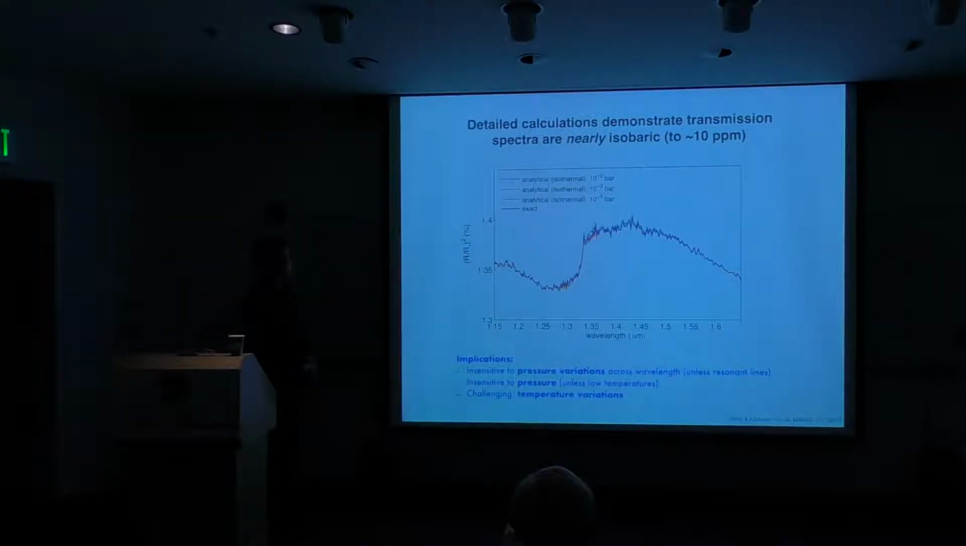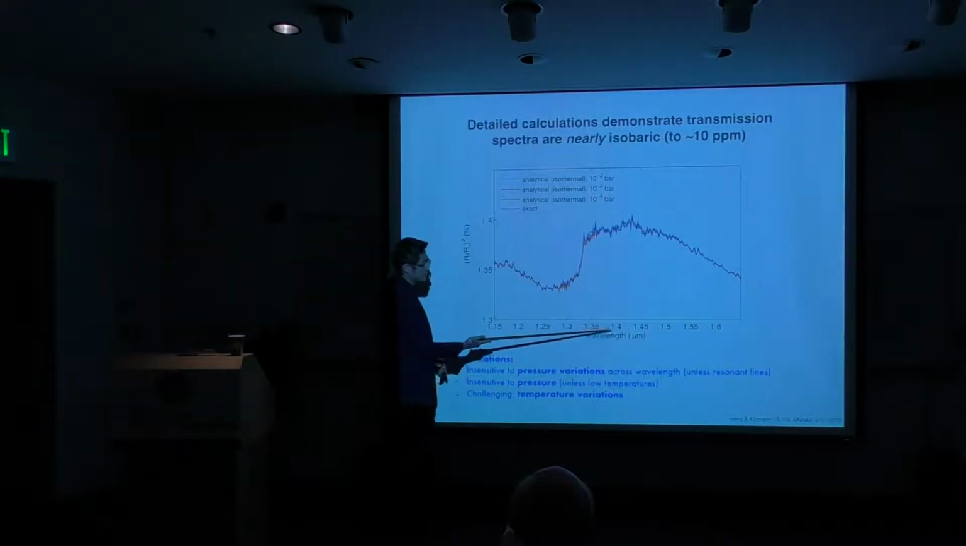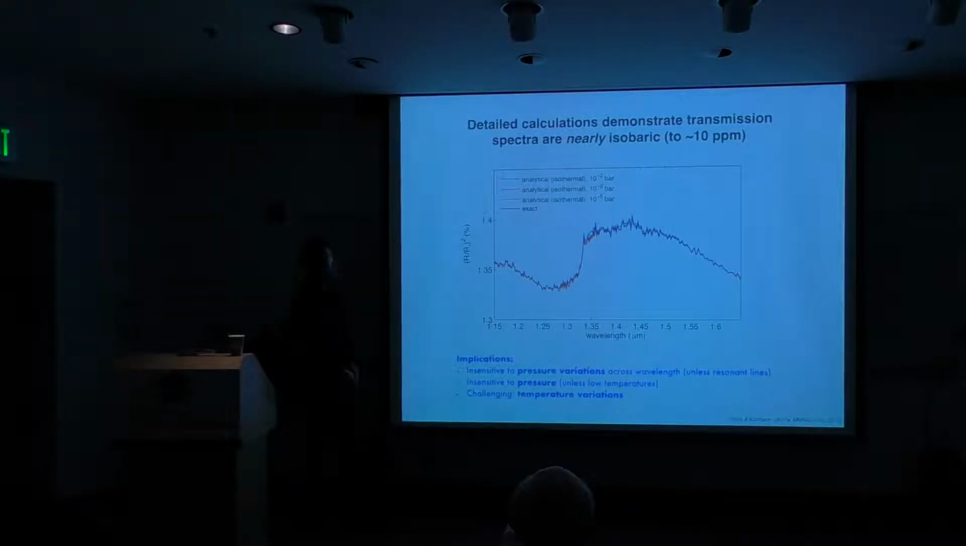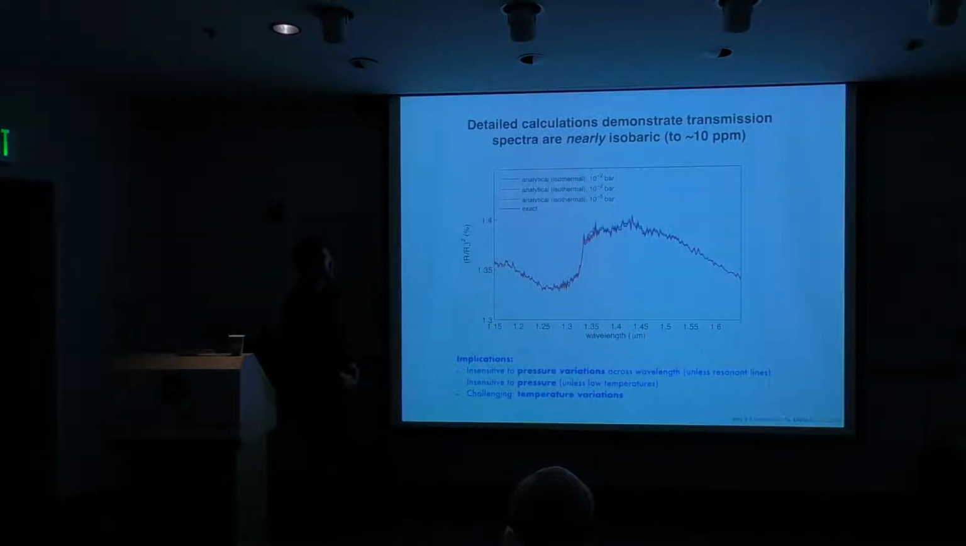So here are calculations done by one of my postdocs, Daniel Kitzman. This is the transit depth, and this range of wavelengths is chosen to mimic the WFC3 instrument on the Hubble Space Telescope. And the WFC3 is centered around a family of water lines at 1.4 microns. And the purple curve is a calculation where this isobaric approximation is not made.